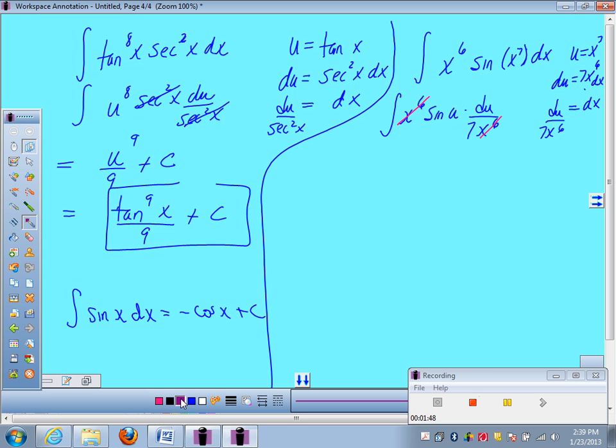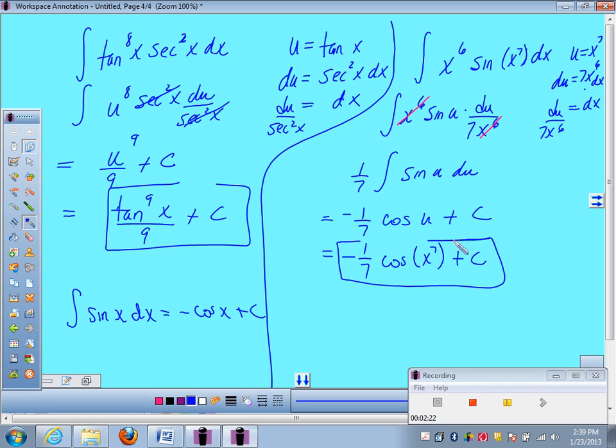Technically, you are now just doing 1/7 times the integration of sine of u. And we know the integration of sine of u is negative cosine of u, so it's negative 1/7 cosine of u. Is that my answer? No. You've got to put u back in. So it's negative 1/7 cosine of x to the 7th plus c.